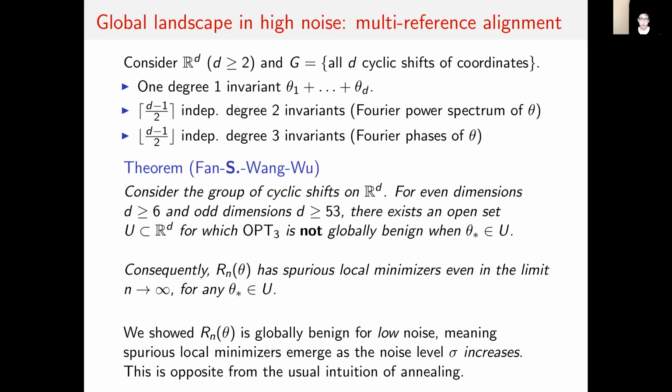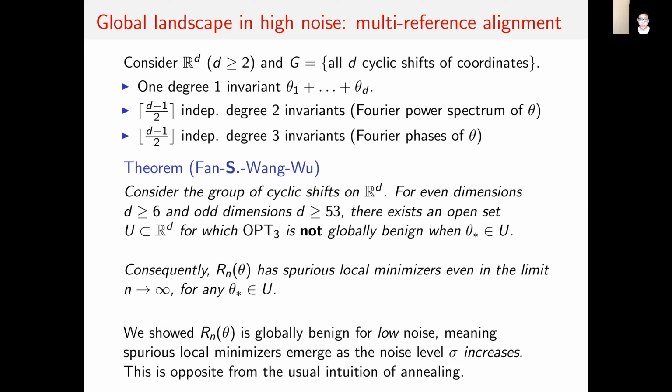Finally, let's consider the problem of multi-reference alignment, which is very closely related in algebraic structure to cryo-EM. In this setting, the group is cyclic shifts of coordinates of an unknown vector in R^D. Algebraically, there's one degree 1 invariant, with the other invariants being split roughly equally between degrees 2 and 3.